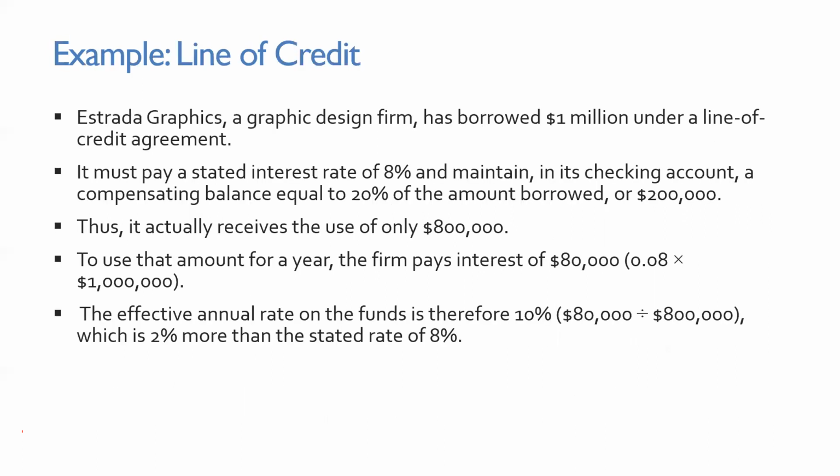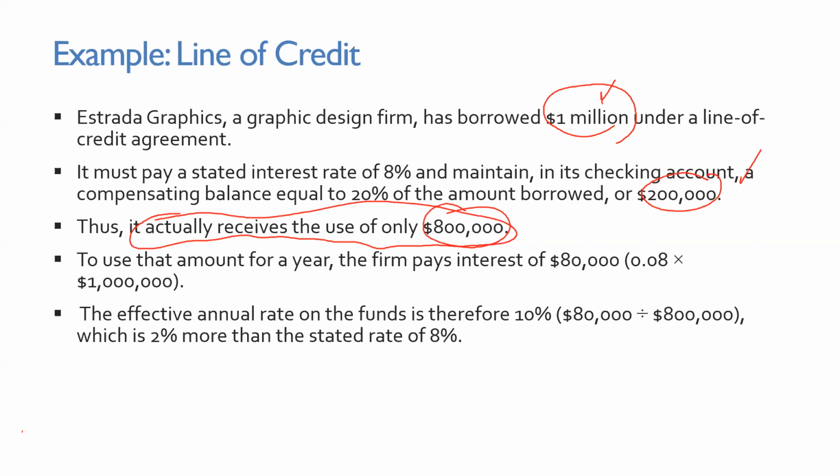Example. So a company has borrowed 1 million under a line of credit agreement. It must pay a stated interest rate of 8% and maintain in its checking account a compensating balance equal to 20% of the amount, which in this case is 200,000. Actually receives the use of only 800,000. So I think that's very familiar to you. Okay. Even though he borrowed 1 million, pero dahil may required compensating balance of 200,000, in effect, ang nakuha lang talaga niya, 800,000.